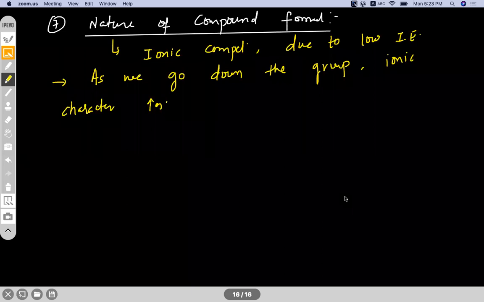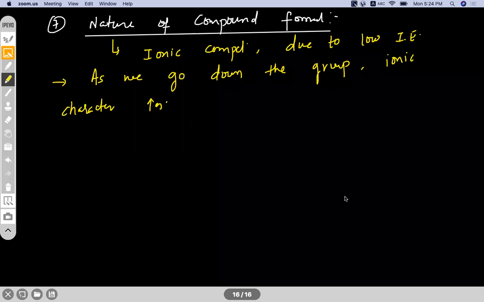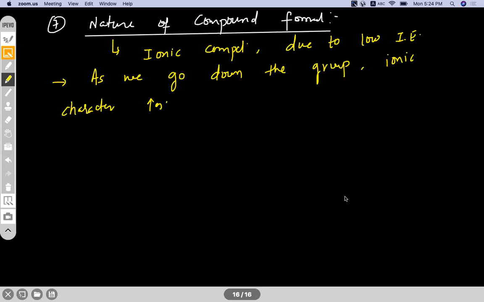The reason is very simple. In anhydrous form, the charge density of beryllium ion is high and it can provide high polarization. So write down, in anhydrous form, the charge density of Be+2 is high, and hence it provides high polarization, which leads to covalent nature.